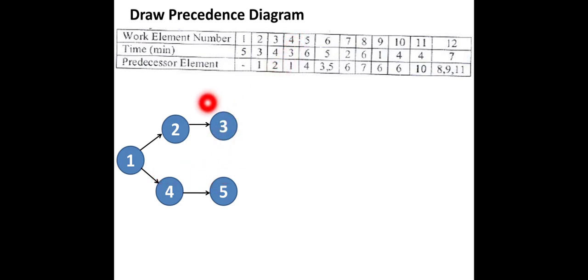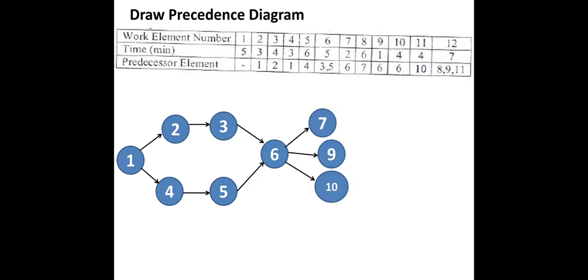Now you need to consider this 3 and 5 in the predecessor element row. Where do you have 3 and 5? You have both in combination, that is 3 comma 5. From here it goes to work element number 6, that is, from 3 and 5 it goes to work element number 6. Now I have to consider this 6 in the predecessor element row. Here I have 6, here 6, here 6. So from 6 I have to move to 7, from 6 to 9, and from 6 to 10. So from 6 it is 7, 9 and 10.